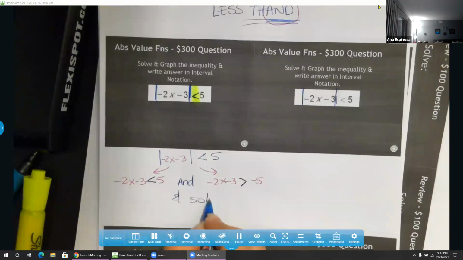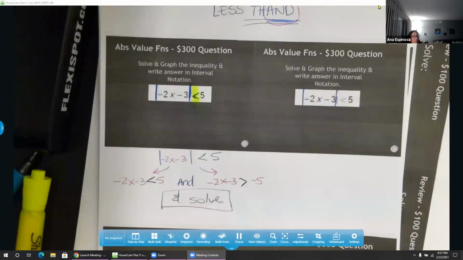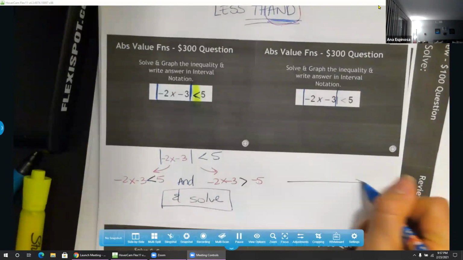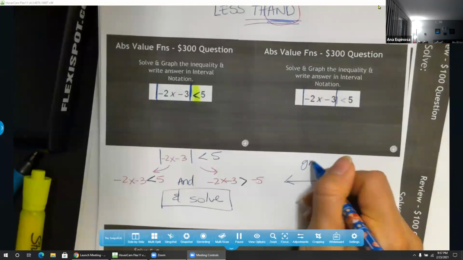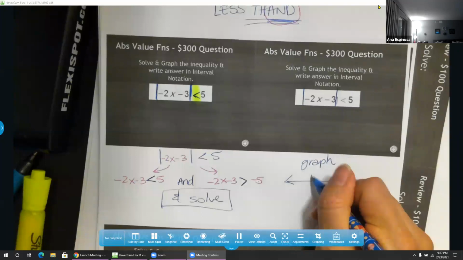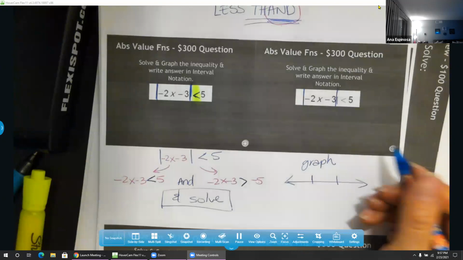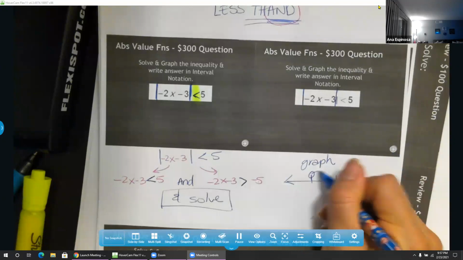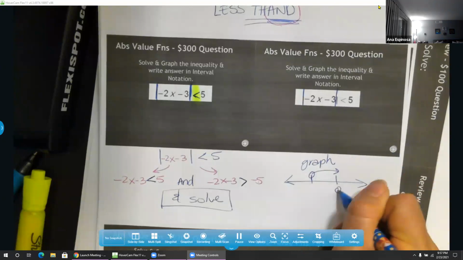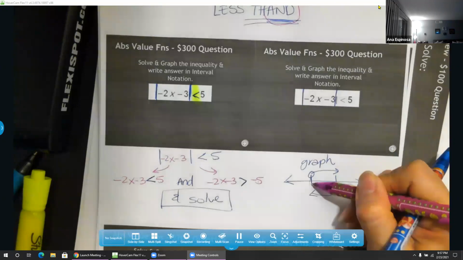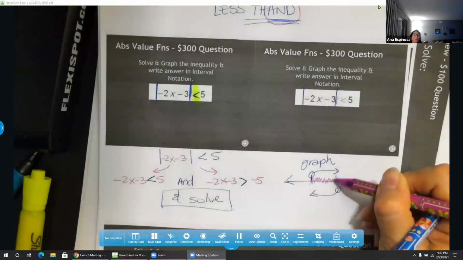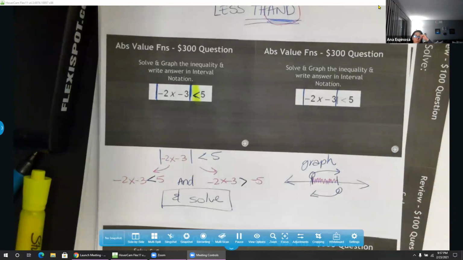And you solve. Okay, so I'm not going to solve each of them. When you solve the graph, again, look at my notes. When you graph an and, it's supposed to be in such a way that one of them will go that way and the other one will go this way. So the shading will be in the middle. That's why it's called an and, because they're going to meet in the middle.